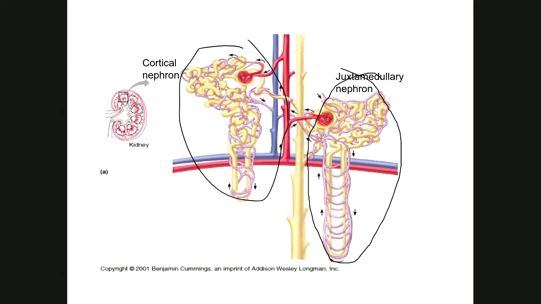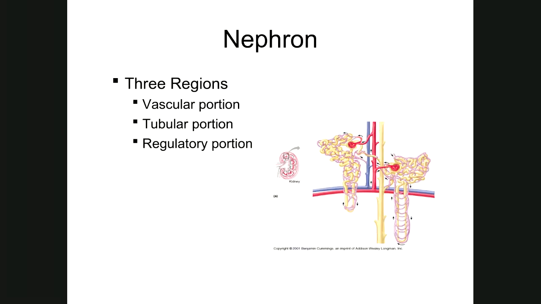And look in here, we can see blood vessels, but we can also see a tube in here. There's also a part that regulates flow in here. So there's three parts to these things. There is a vascular portion, that's the blood vessels, and we basically have already looked at that. There's a tubular portion, a long tube, and then there's a regulatory portion, which is going to control the flow through here.